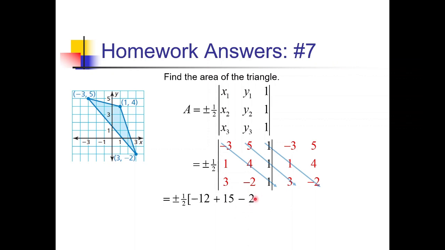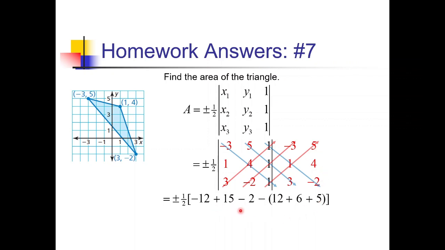All right, now I'm going to be subtracting the upward diagonals. So we're doing 3 times 4 times 1. That's going to be 12, so minus parentheses 12 then. And then we've got -2, 1, and -3. That's coming out to +6. And finally, 1, 1, and 5, which gives us +5.